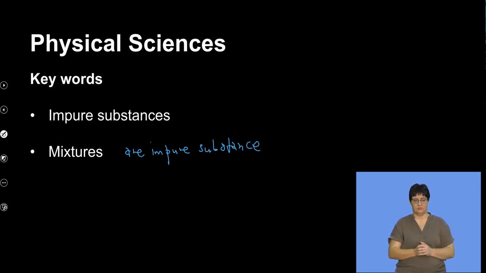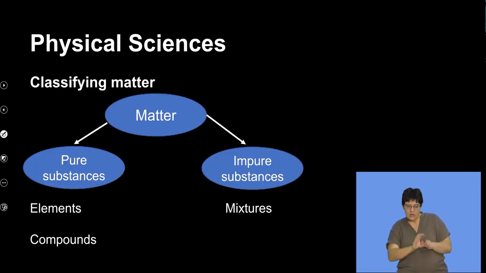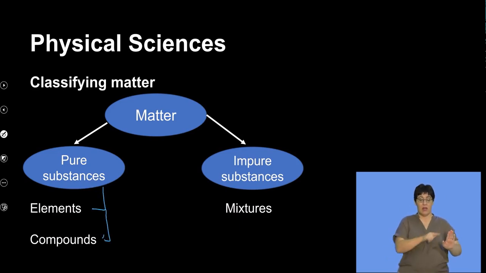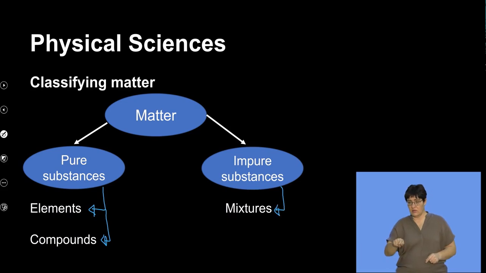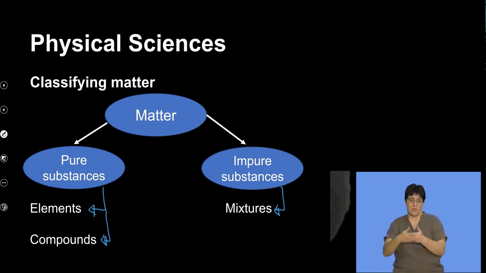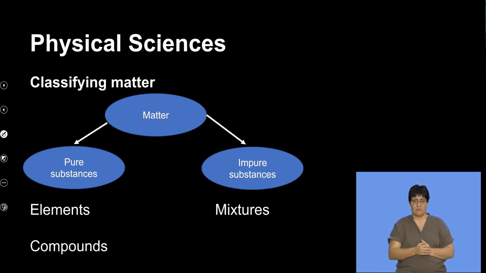So the main idea here is to try and classify or categorize. We're saying that pure substances are either elements or compounds, and impure substances are mixtures, and mixtures are further divided into two categories. We will also look at individual properties of each one of those. So this is the big idea in terms of classifying matter in general.